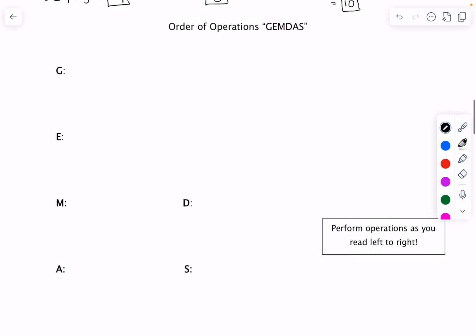So the first thing we do when we do order of operations is grouping. You've probably heard PEMDAS before in school. I call it GEMDAS because there are other symbols that are grouped that are not just parentheses. So I'm just going to, in general, call this grouping symbols.